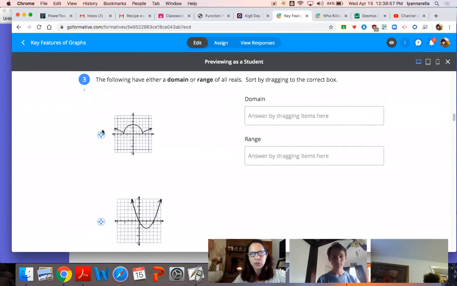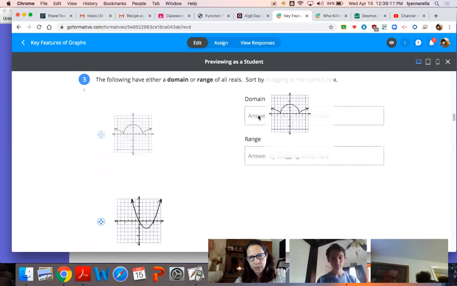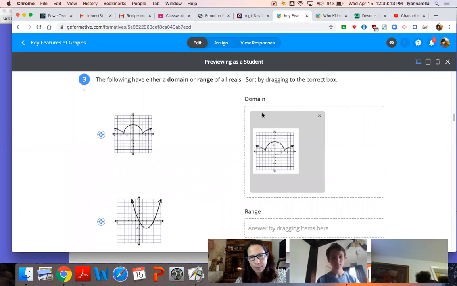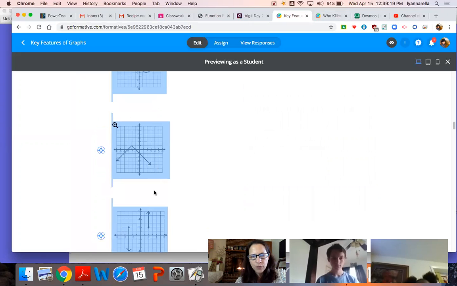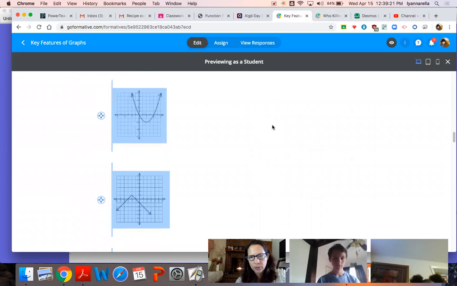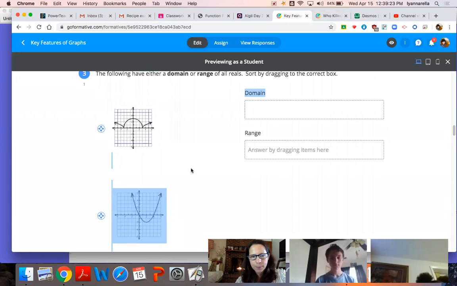And then this one is a sorting one. It's kind of interesting. It's a matching. So what I'm saying is these graphs either have a domain or a range that have all reals. So if you think, for instance, this domain is all reals because it goes forever this way, you drag it to the domain of all reals and you just let it in there, okay? And if you don't want it there, you just click it off. And if you think it has a range of all reals, you drag it to the range box, okay?